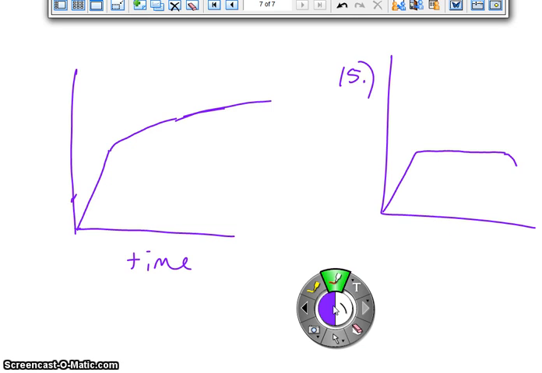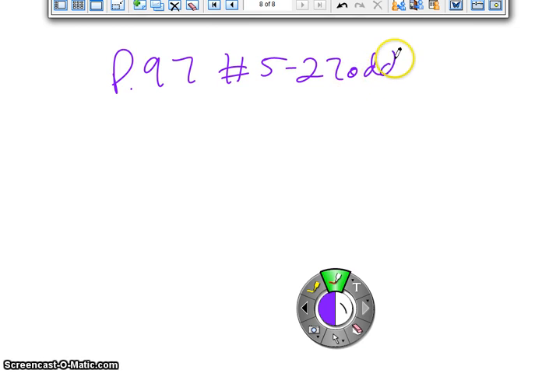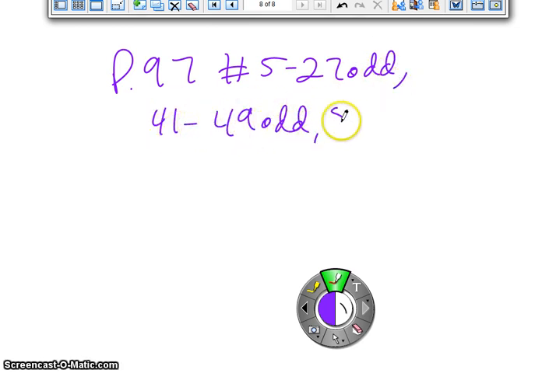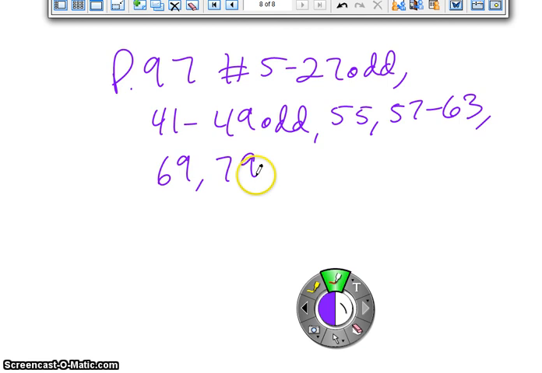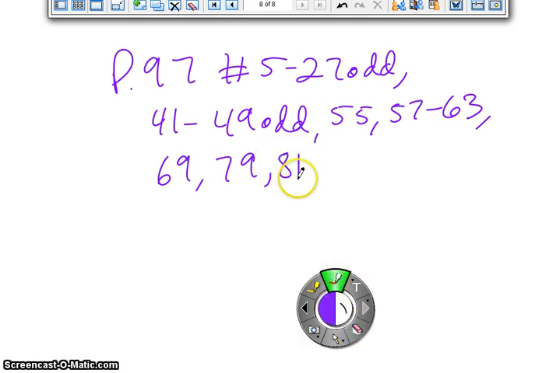Again, this just reviews some old things for functions, and I want you guys to get started on page 97. I'll put it up here. Page 97, numbers 5 through 27 odd, 41 through 49 odd, 55, 57 through 63, yes, that's all, 69 and 79, 81. When I said that was all, 57 through 63, you're doing all of those problems. That's not all the problems you have.